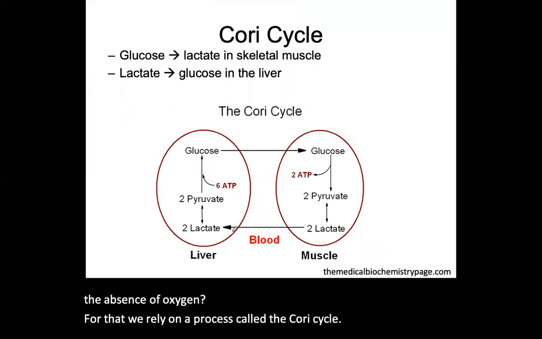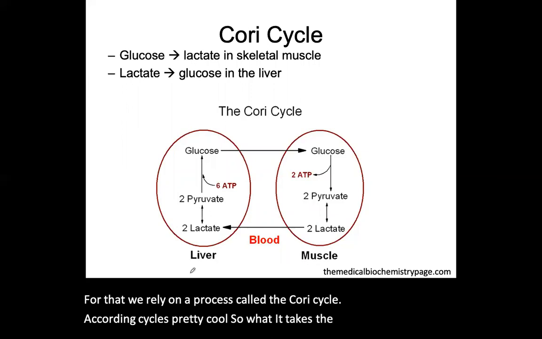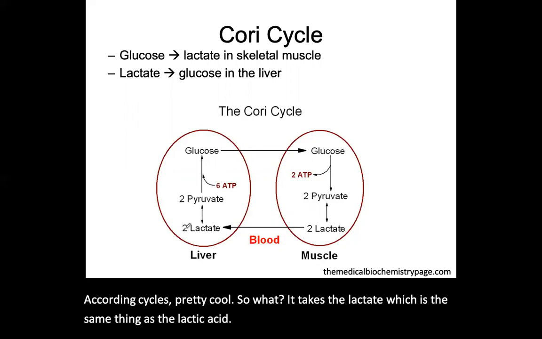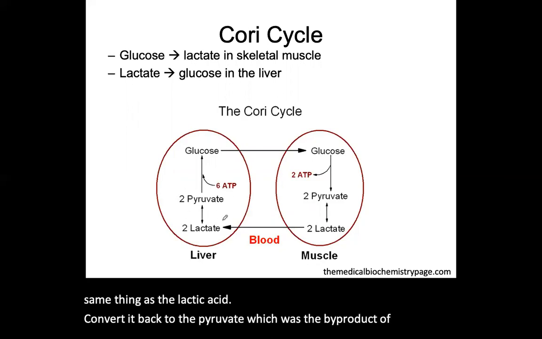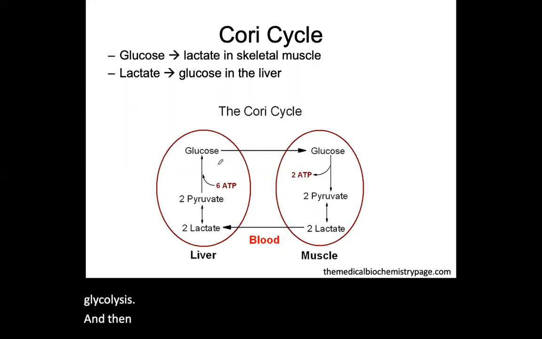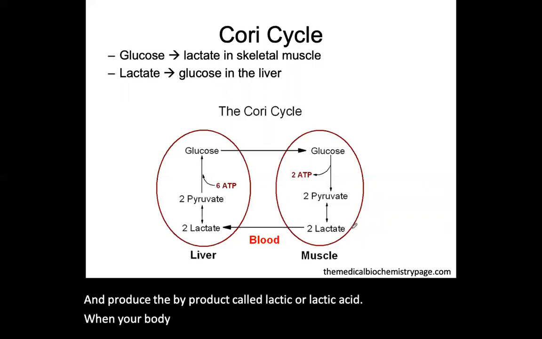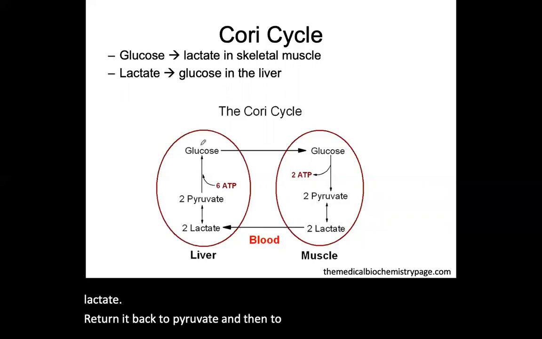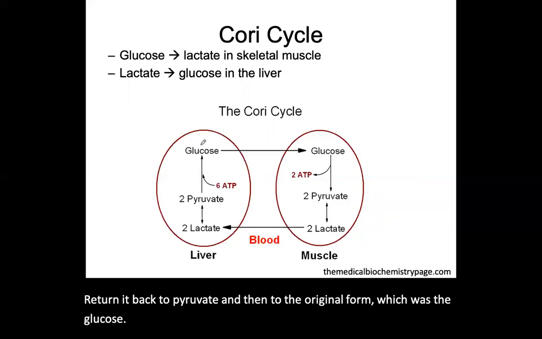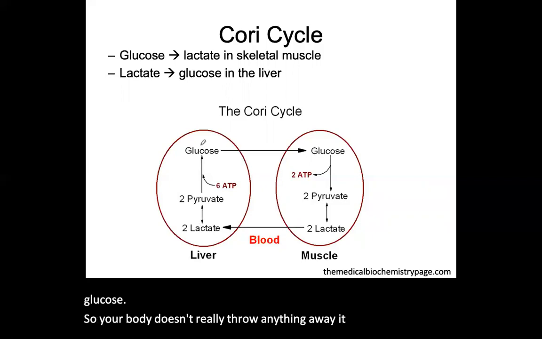Now, the Cori cycle is pretty cool. What it does is take the lactate, which is the same thing as the lactic acid, and convert it back to the pyruvate, which was the byproduct of the glycolysis, and then eventually convert it completely back to the original glucose molecule, which is pretty awesome if you think about it, guys. So your body used glucose in the absence of oxygen and produced the byproduct called lactic acid. When your body has enough oxygen, it's going to take that lactic acid or lactate, return it back to pyruvate, and then to the original form, which was the glucose. So your body doesn't really throw anything away. It always keeps it for later use. It's an amazing recycler.